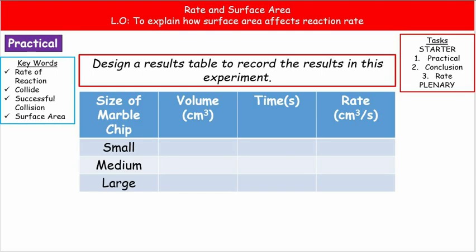Hopefully we came up with a table something like this. So we've got a column for the size of the marble chips, and we've got small, medium and large. We've got a column for the volume of the gas, and then you may or may not have included the time, because obviously we did it 30 seconds in each case. But I've also added at the end the rate in centimetres cubed per second, because obviously the whole title of today's lesson is rate and surface area. So if you haven't got a results table, then I'd suggest you pause the video here and get that table written down for me.